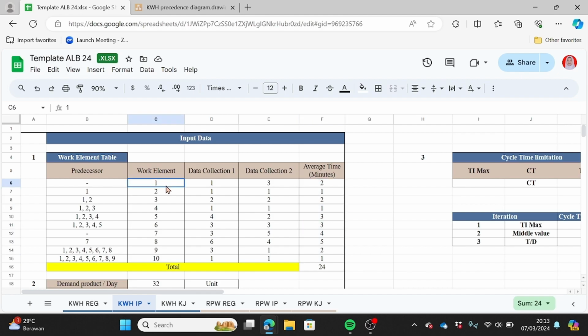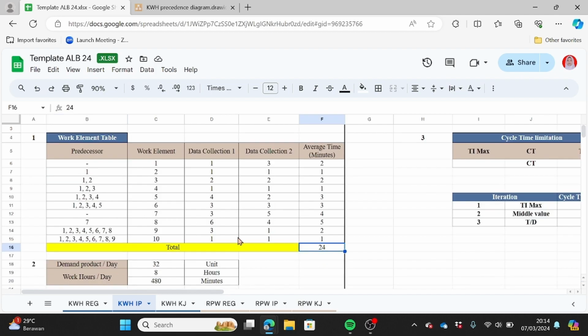For the first work element, the predecessor is marked with a strip, meaning it is the beginner or the first element to be worked. Work element 2 has predecessor 1, which means that work element 2 is done after work element 1 is completed. The total time is 24 minutes.